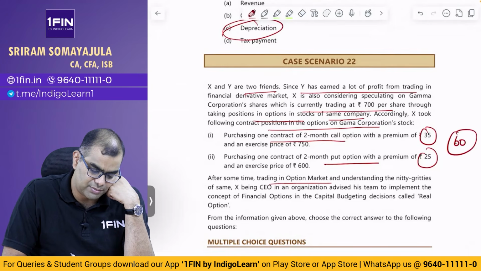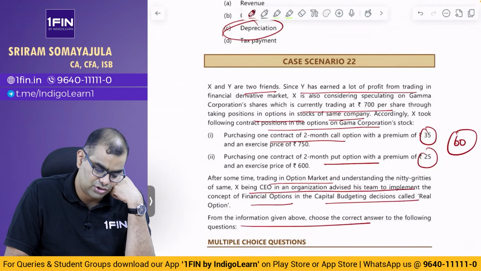Then, after some time in option market understand nitty-gritties, X being CEO of an organization raised team to implement the concept of financial options in the capital budgeting decision called real option. From the information, choose the correct answer.